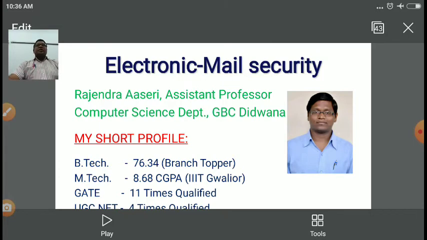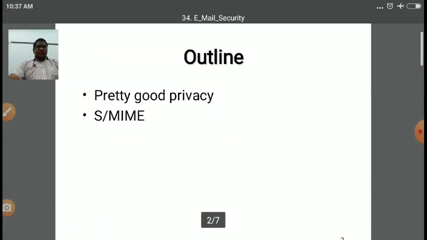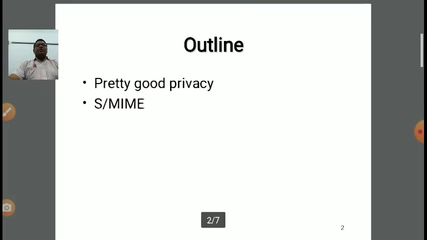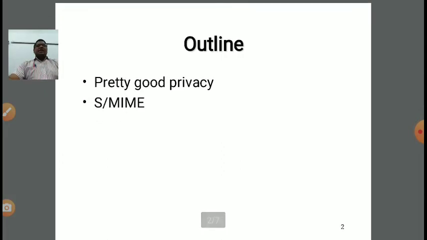In email security, there are various types of protocols and algorithms. We will learn step by step. In this email security, we will be learning two protocols in detail. First is the PGP protocol, which stands for Pretty Good Privacy, and second is S/MIME, Secure MIME. Secure MIME we will understand in the upcoming lecture. In today's lecture, our full focus will be on Pretty Good Privacy.